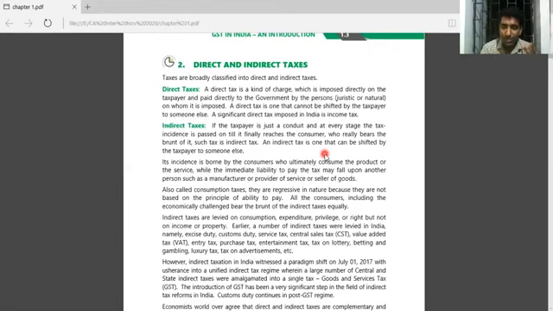Now, what happens at stage 1? At stage 1, the manufacturer sold the dress to the wholesaler. The wholesaler paid the manufacturer 1000 rupees. And also, he paid an indirect tax on this 1000 rupees. Say, for example, 5%. So 5% of 1000 is 50 rupees. So 50 rupees he paid as tax to the manufacturer. Now the manufacturer collected this 50 rupees and paid it to the government.